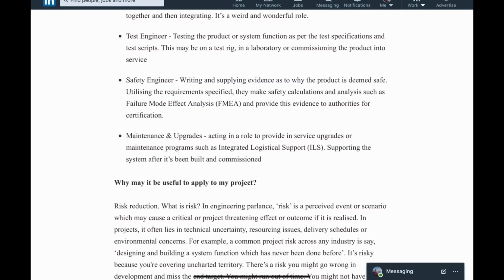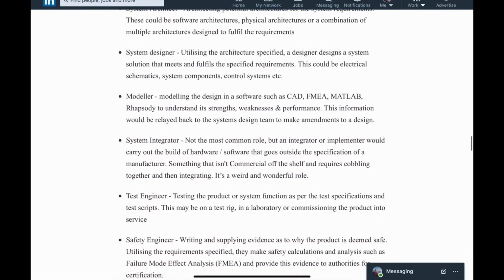And finally, once a product comes into service, then a large part of a system engineering role may be the maintenance and upgrades of that product. So you'd be acting to provide in-service upgrades, maintenance programs such as ILS, and supporting the system after it's been built and commissioned. It could be doing tech refresh programs, all part of keeping a system safe over its intended lifetime. So these are some of the different roles that you may be doing as a system engineer.